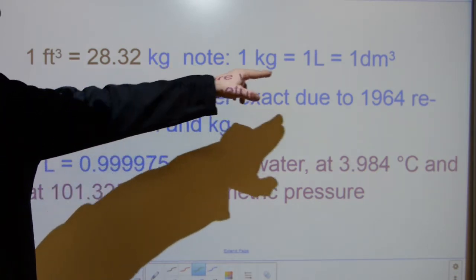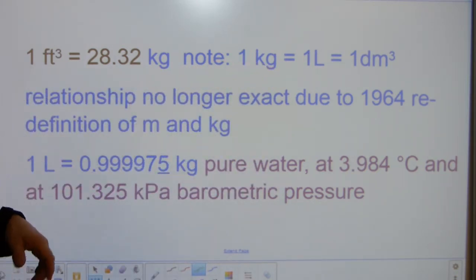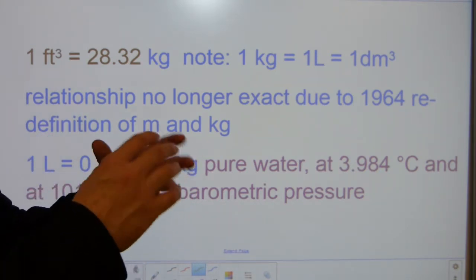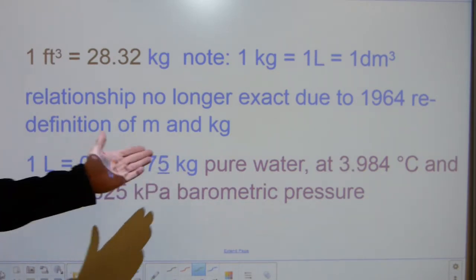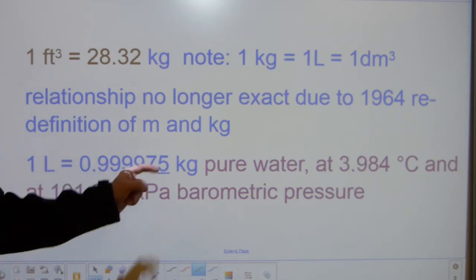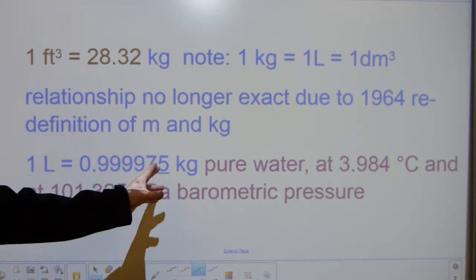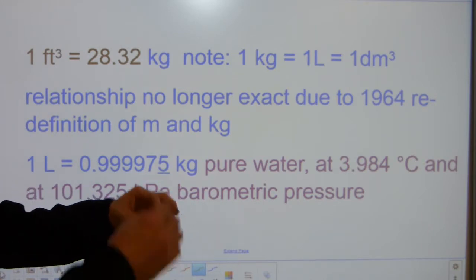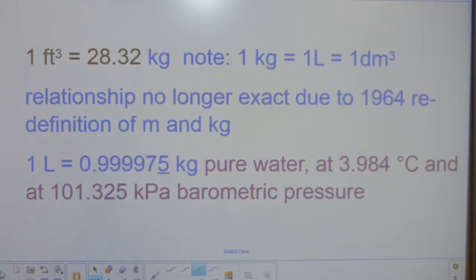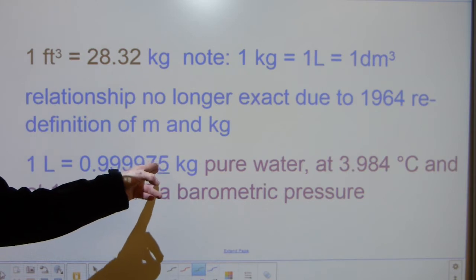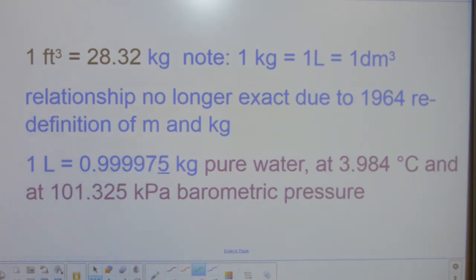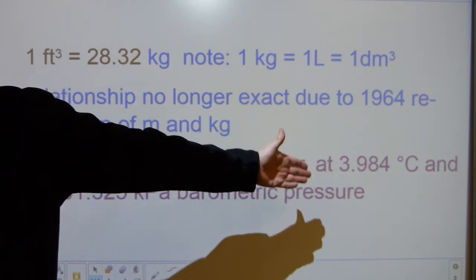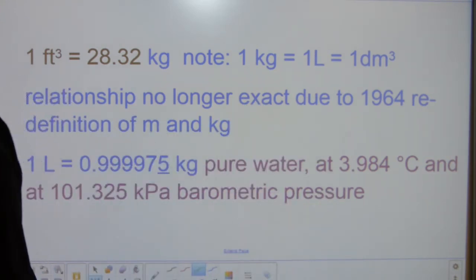So this exact relationship that used to be 1:1 is not exact anymore, because in 1964 they further refined and tweaked this relationship. So now 1 liter is not 1 kilogram, it's that number with the last digit 5 underlined, because it's estimated. Not even the scientists know whether that 5 should be a 4 or a 6. Well, let's go with 5. That's why it's underlined like so, because again, the temperature of water at which it's densest.